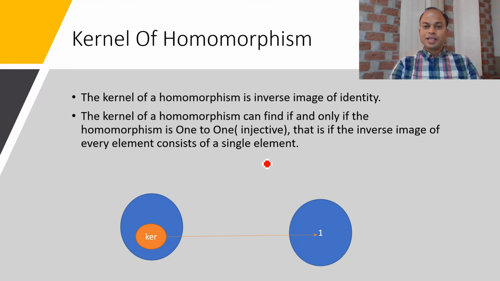For the kernel, we need a one-to-one function. One-to-one function means if we apply inverse on the image, then we have to get a single element. Therefore, we need a one-to-one function. So in this way, we can explain the concept of kernel of homomorphism.